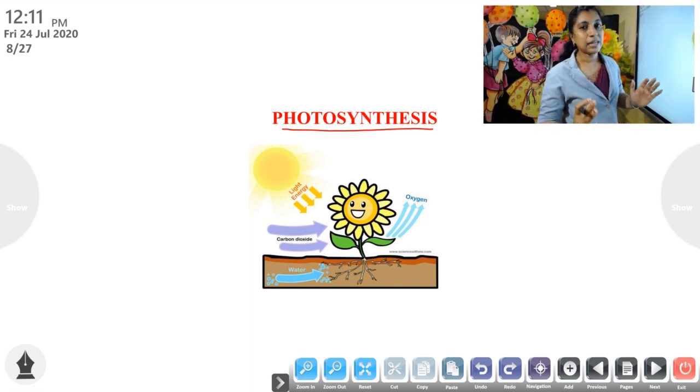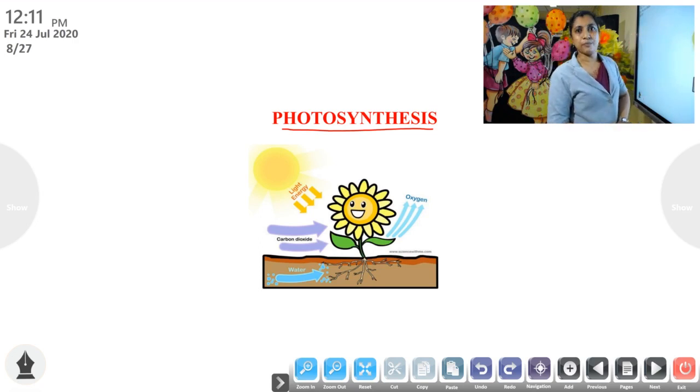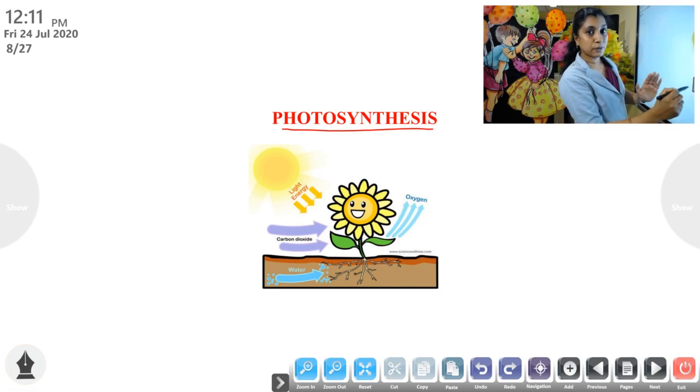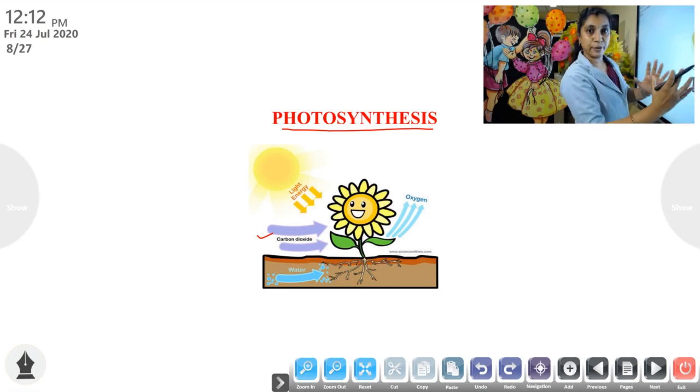Green plants can prepare their own food by a process that is called photosynthesis. What is that process? That process you will learn in higher classes. The process is that plants absorb water from the soil, and with the help of carbon dioxide present in the atmosphere, they prepare food. Okay, that is photosynthesis. You will learn in detail in the next class.